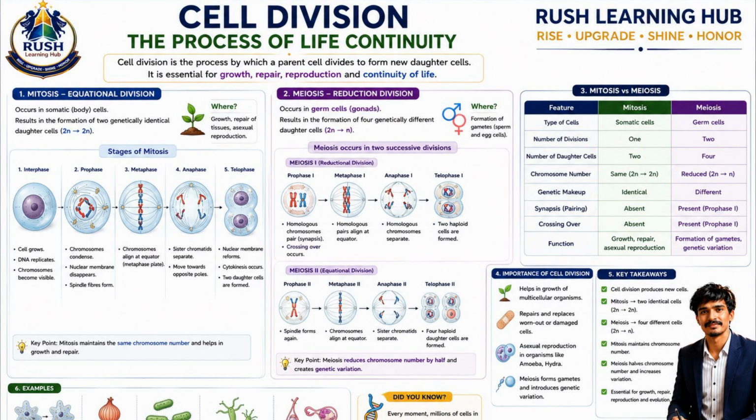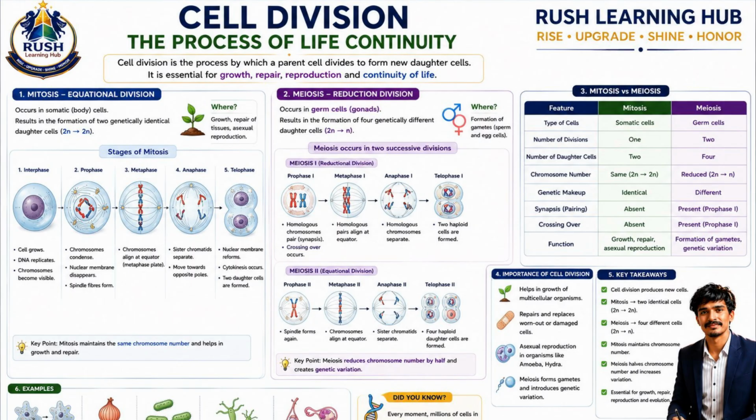There are two major types of cell division found in living organisms. The first is mitosis, also known as equational division. The second is meiosis, also known as reduction division. Let us begin with mitosis. Mitosis occurs in somatic or body cells. The main purpose of mitosis is growth, repair, and replacement of damaged cells.